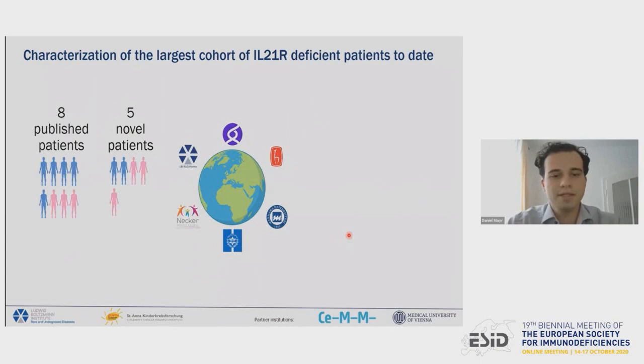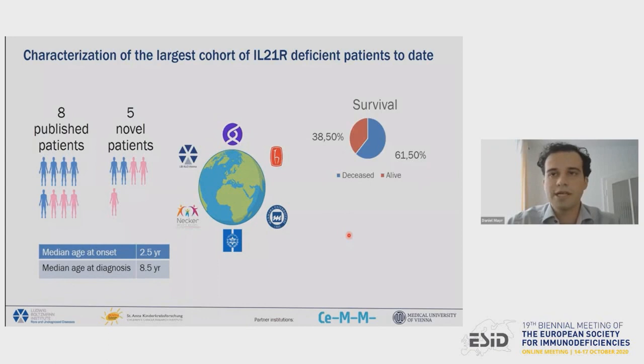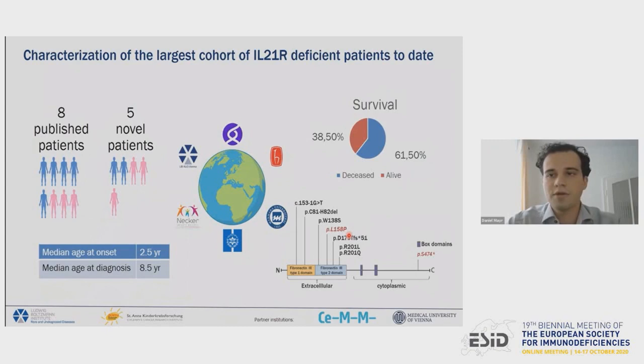We integrated published data from 2 deceased patients, and we report findings of 5 novel patients, resulting in a total cohort size of 13 patients. The median age of disease onset was 2.5 years, and patients were diagnosed at a mean age of 8.5 years. 5 patients are currently alive, whereas 8 patients succumbed to the course of disease or to transplant-related complications. Additionally, we identified 2 new biallelic mutations in IL-21 receptor, so that now 8 mutations are totally known to cause IL-21 receptor deficiency.